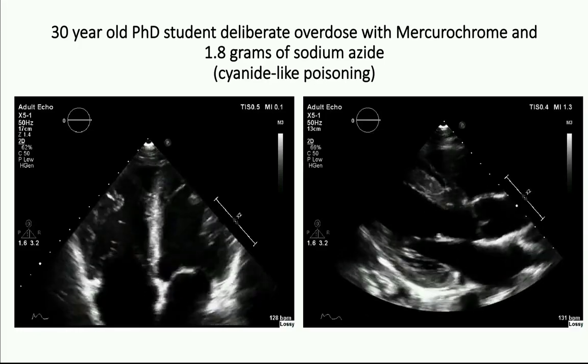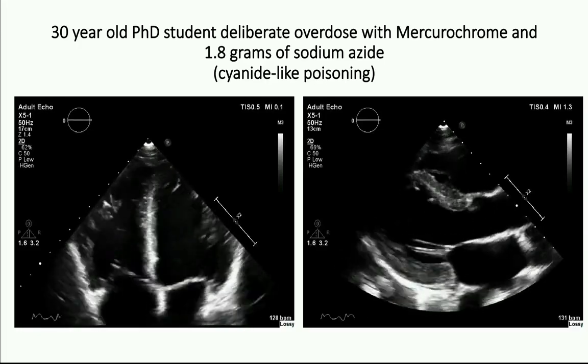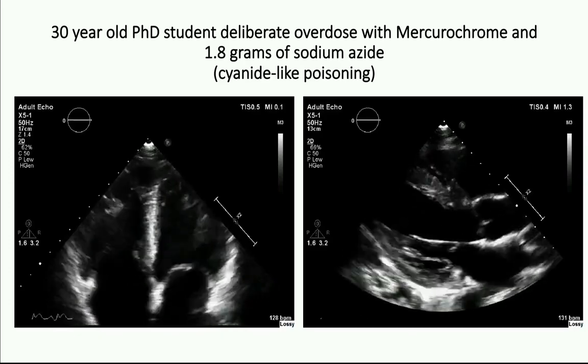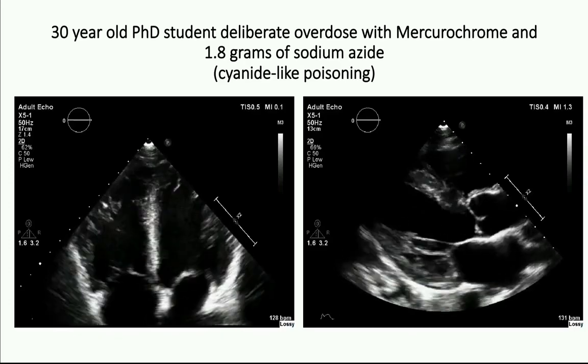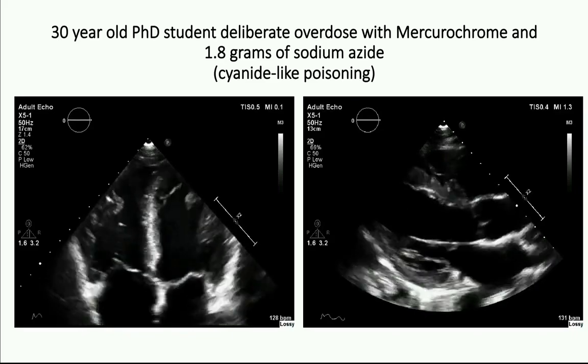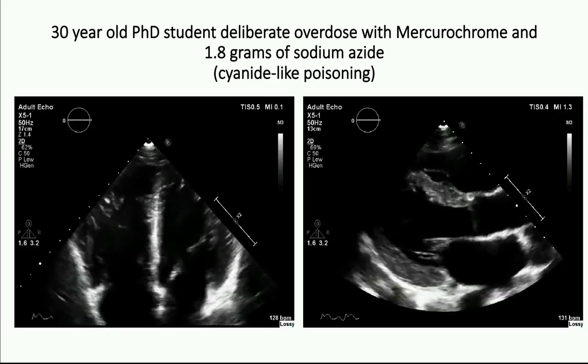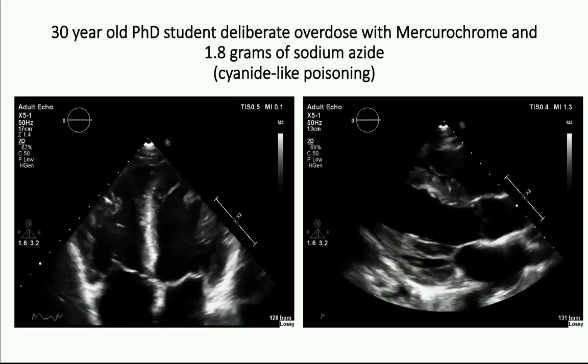So by day 4, he arrived on the high dependency unit where I worked. And I looked at him, he looked very unwell. 30-year-old, grey, low cardiac output state, cold, clammy, sweaty. And we did an x-ray, very congested. We did this echo. You can see that he's got biventricular failure here.